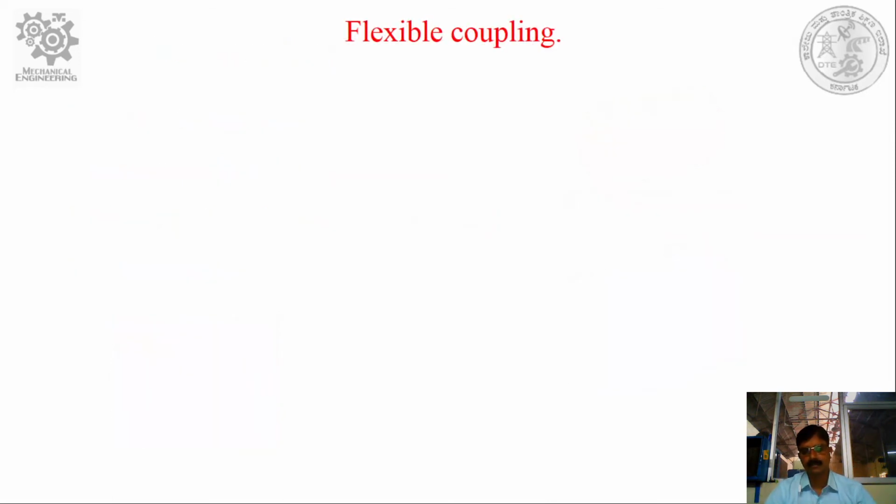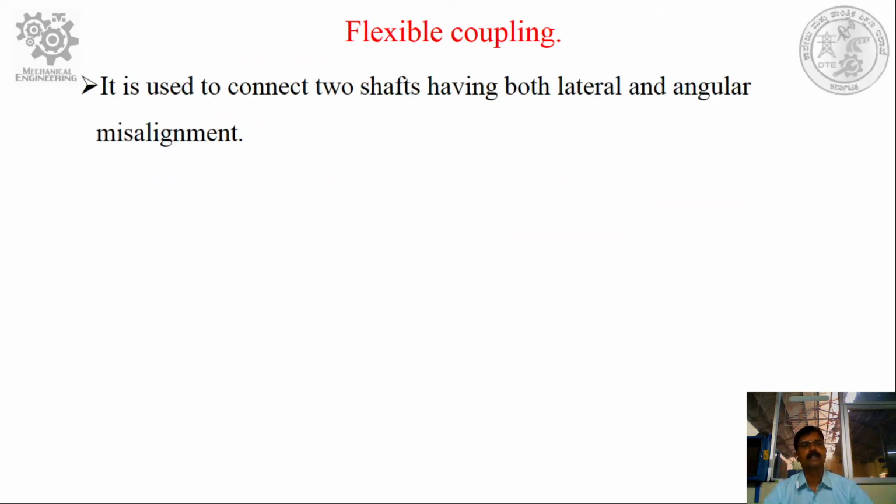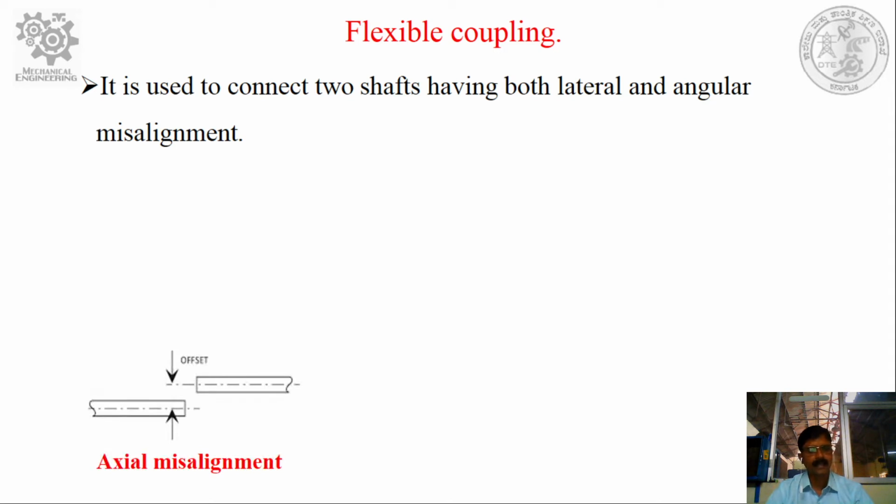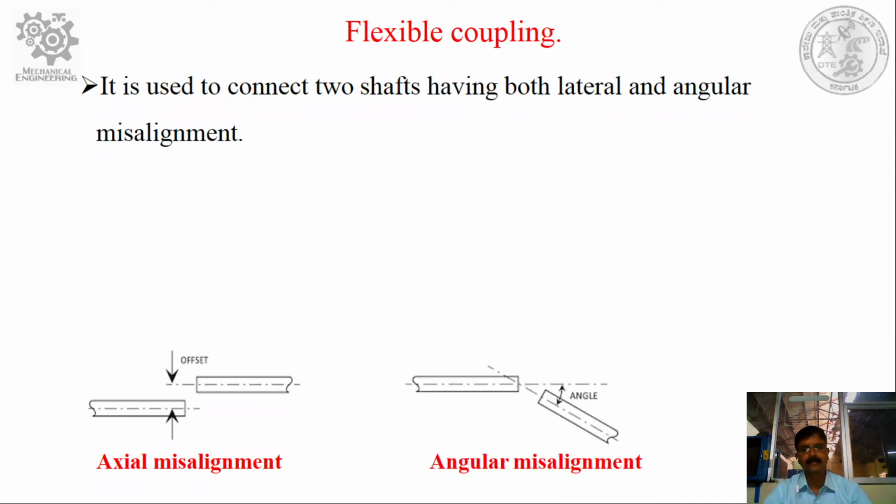Next, flexible coupling. What is meant by flexible coupling? It is used to connect two shafts having both lateral and angular misalignment. Let us see how we are going to overcome this axial and angular misalignment. What is axial misalignment? There is an offset between the two shafts. That is known as the axial misalignment. When there is an inclination from the driving to the driven shaft, it is known as the angular misalignment.